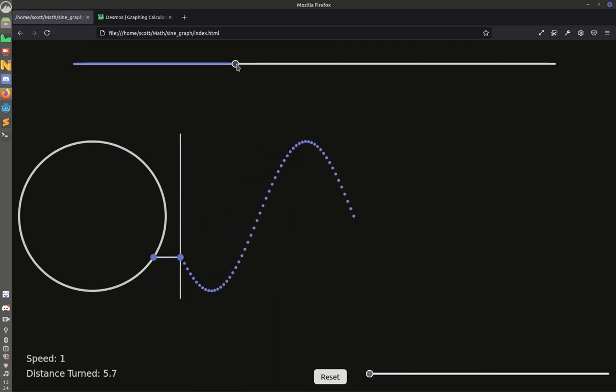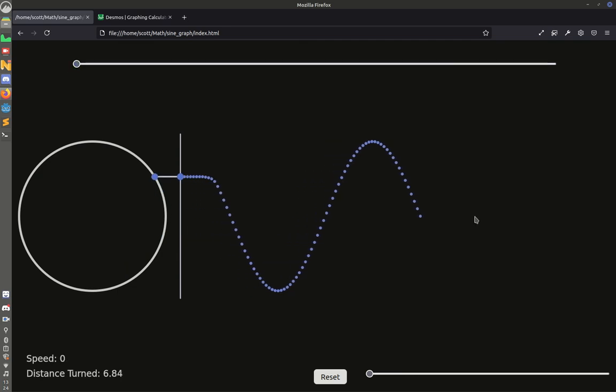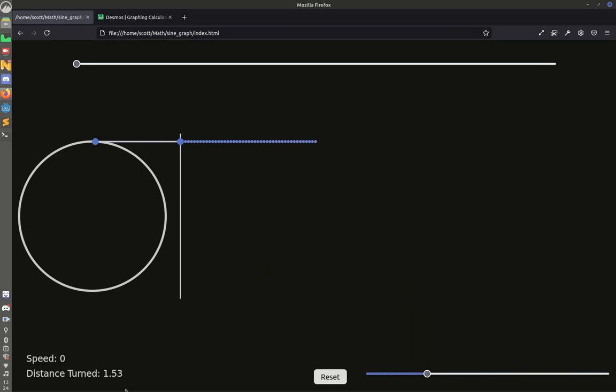And then I'll take speed down to 0 so I can show you what this other slider does. But this slider changes the starting position. So if I slide it out here, you can see that now it started almost all the way up at the top, and it says distance turned is equal to 1.53. If I change it here instead, it's at a lower point. If I change it all the way here, it's almost all the way around that it's starting at. So this just changes the starting position.